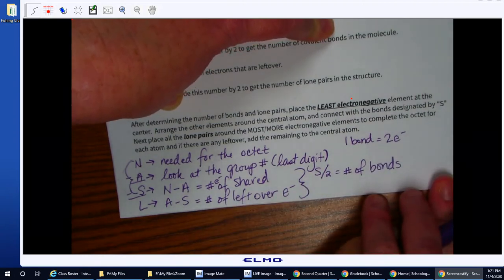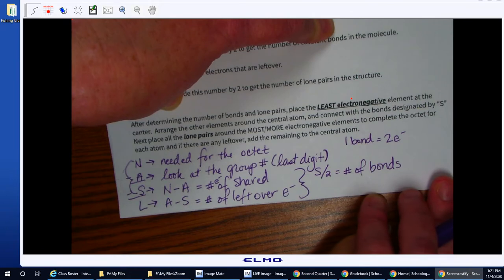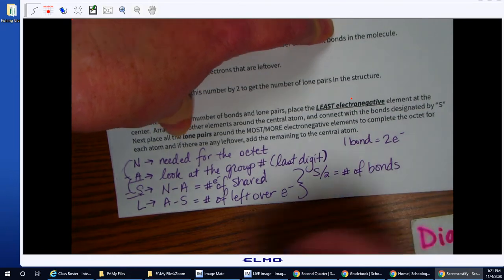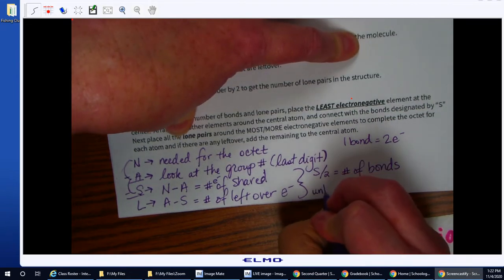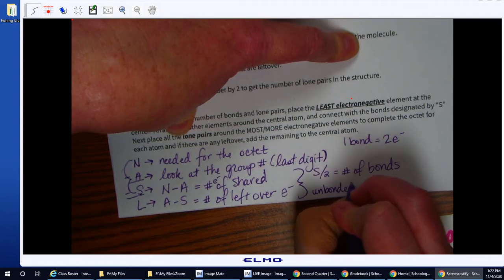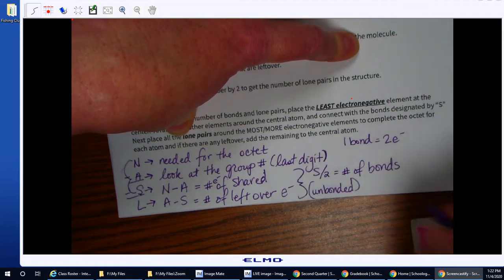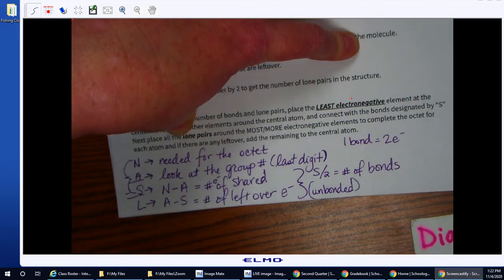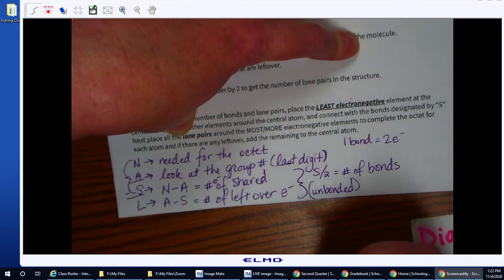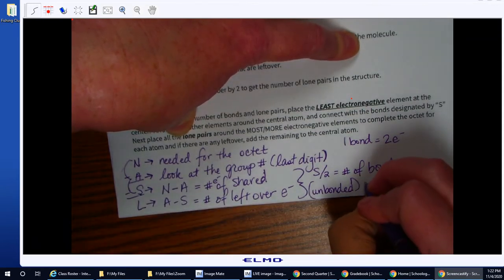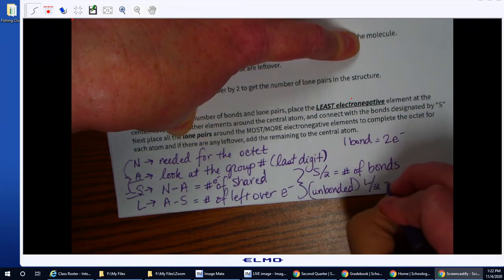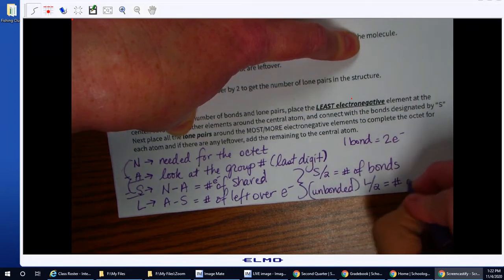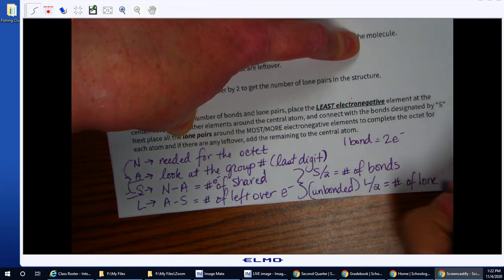Now, the leftover electrons are always going to be in what we call lone pairs. That means they're not bonded. So lone pairs are unbonded electrons. And these also have to be divided because the very name pair means 2 electrons. So the leftovers, so L divided by 2 equals the number of lone pairs.